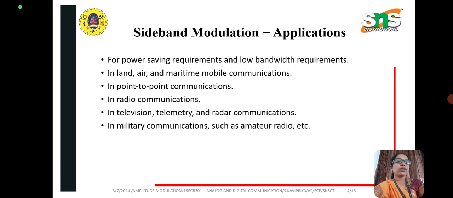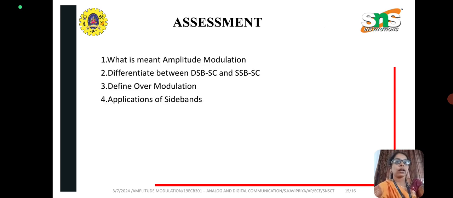As for applications, for power saving and low bandwidth requirements, we go for single sideband modulation. In air, land, and maritime mobile communication, single sideband suppressed carrier is used. It is used in point-to-point communication. In radio communication, TV, telemetry, and radar communication, we go for single sideband modulation. In military communication, such as amateur radio, we also go for single sideband communication.